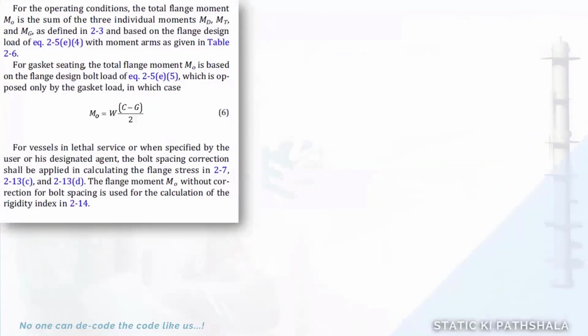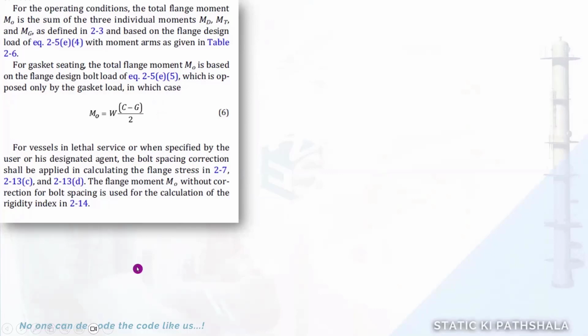Then let's move on. These are the core differences in a nutshell that we are going to see. When you design a non-standard flange as per Division 1, what are we going to do? We are going to use Mandatory Appendix 2. As per that, we are going to calculate two moments. One is called the operating moment, which is nothing but the addition of MD, MT and MG. So we get the operating moment, and we get the gasket seating moment. Out of these two moments, we calculate the stresses. This is the procedure.